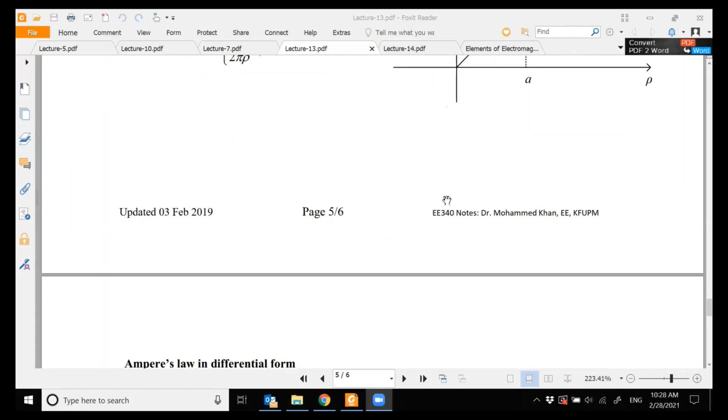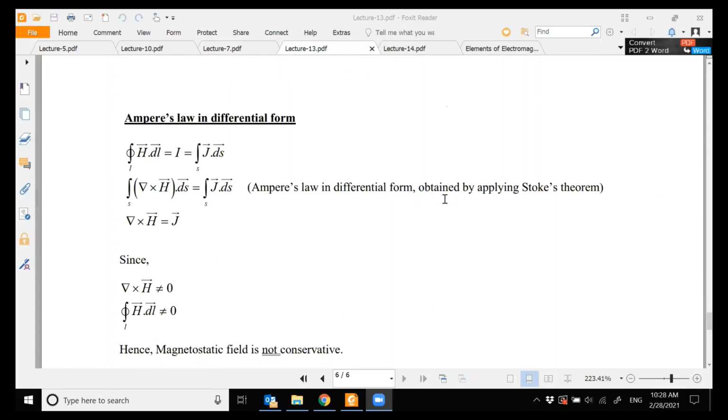And yes, so now let's go to the differential form. In the differential form, I'm replacing the integrals. I'm using Stokes' theorem here. The line integral I'm converting into the surface integral.